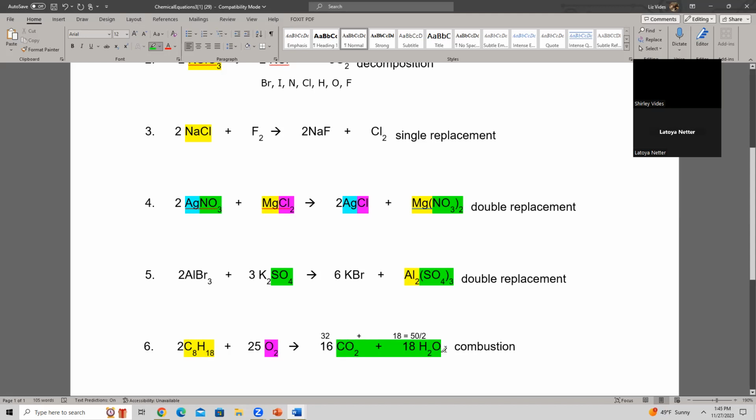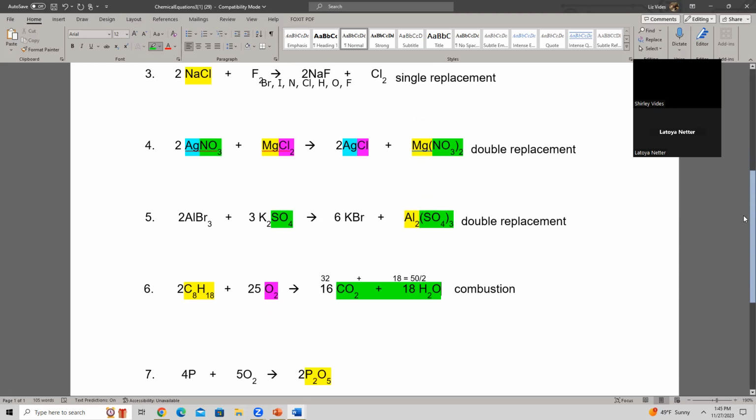The products are carbon dioxide and water, and you have oxygen in the presence of a hydrocarbon. Hydrocarbons are just carbon and hydrogen. Sometimes they have a little oxygen in them, but that's what a hydrocarbon is. And basically, it's the burning of something.